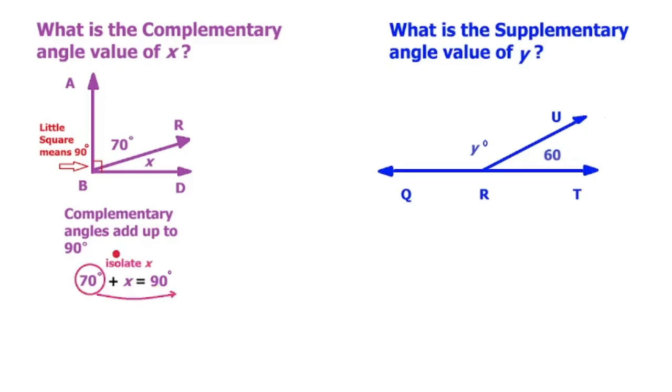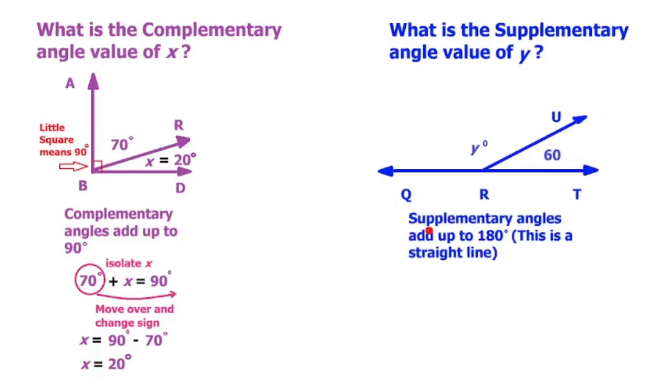So now we isolate x. We move the 70 over to this side. And if you remember, when you move it over, it changes sign. So now, because we moved it over, we have x equals 90 degrees minus 70 degrees. And the answer then is 20 degrees. X equals 20 degrees.